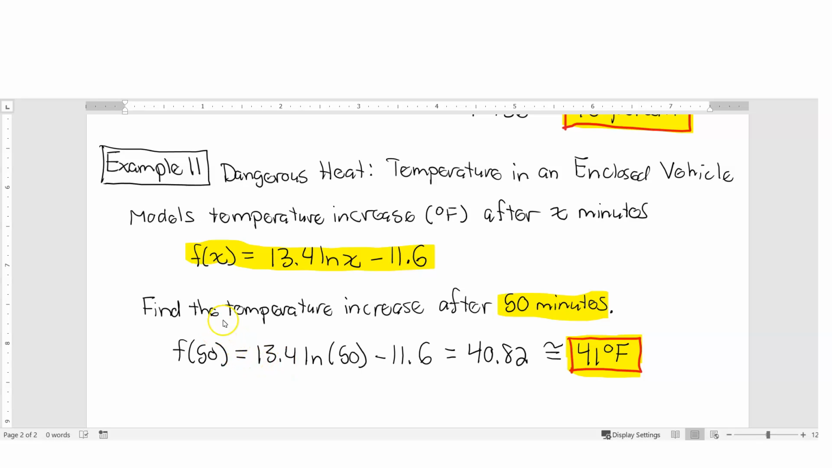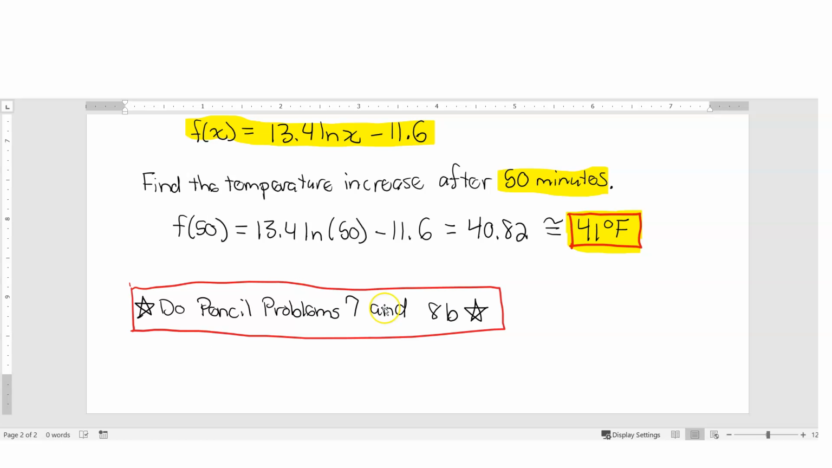Like our previous example, we need to evaluate this model and the function at a particular value of x, in this case 50 minutes. So finding f of 50, we get 13.4 times natural log of 50 minus 11.6. And that will equal approximately 40.82 or 41 degrees Fahrenheit to the nearest minute. Again, just make sure you know how to use your particular calculator. You might have to calculate natural log of 50, multiply by 13.4, and then subtract 11.6 to get the correct answer. Now do pencil problems 7 and 8b.